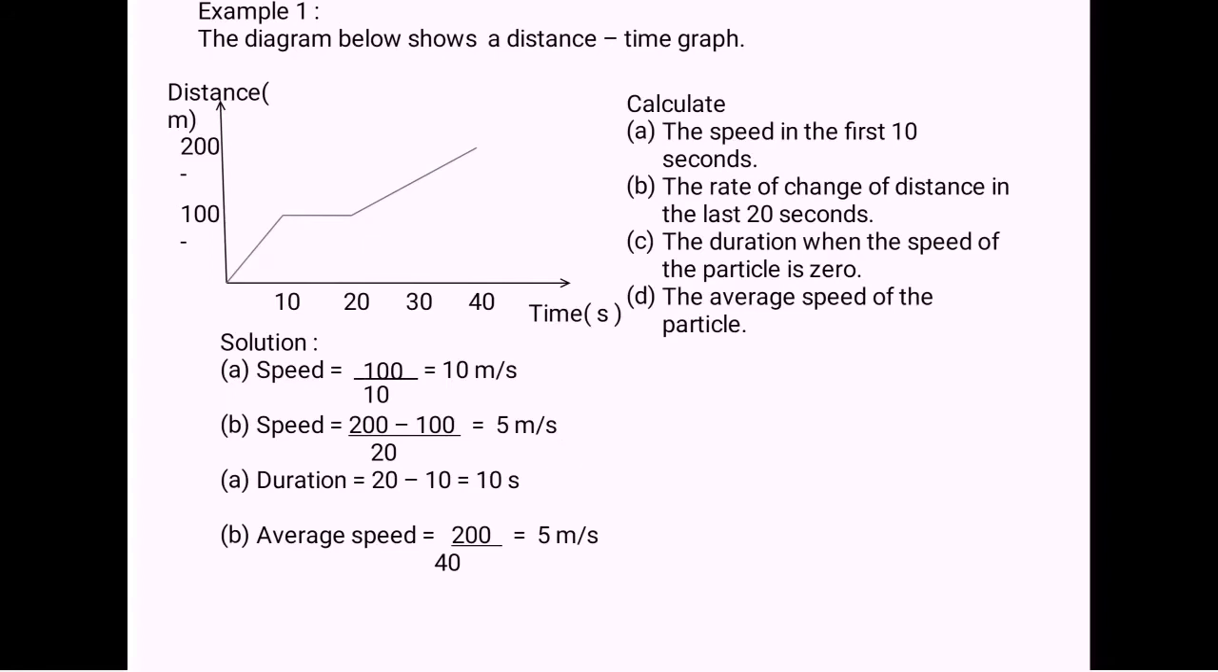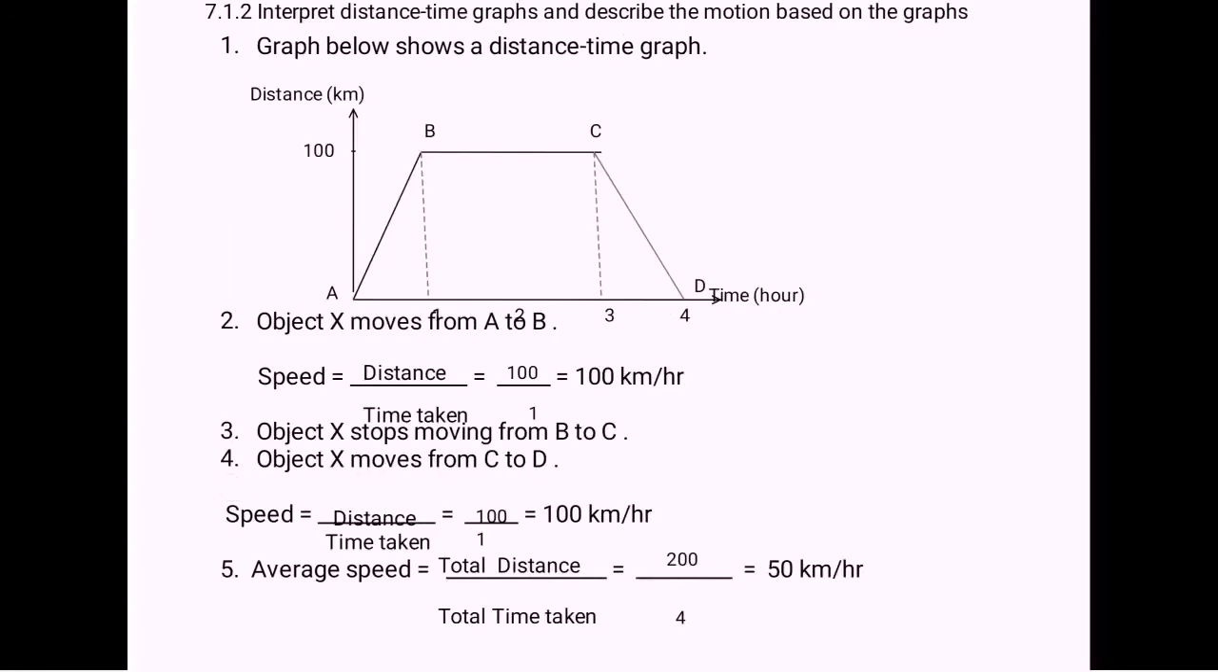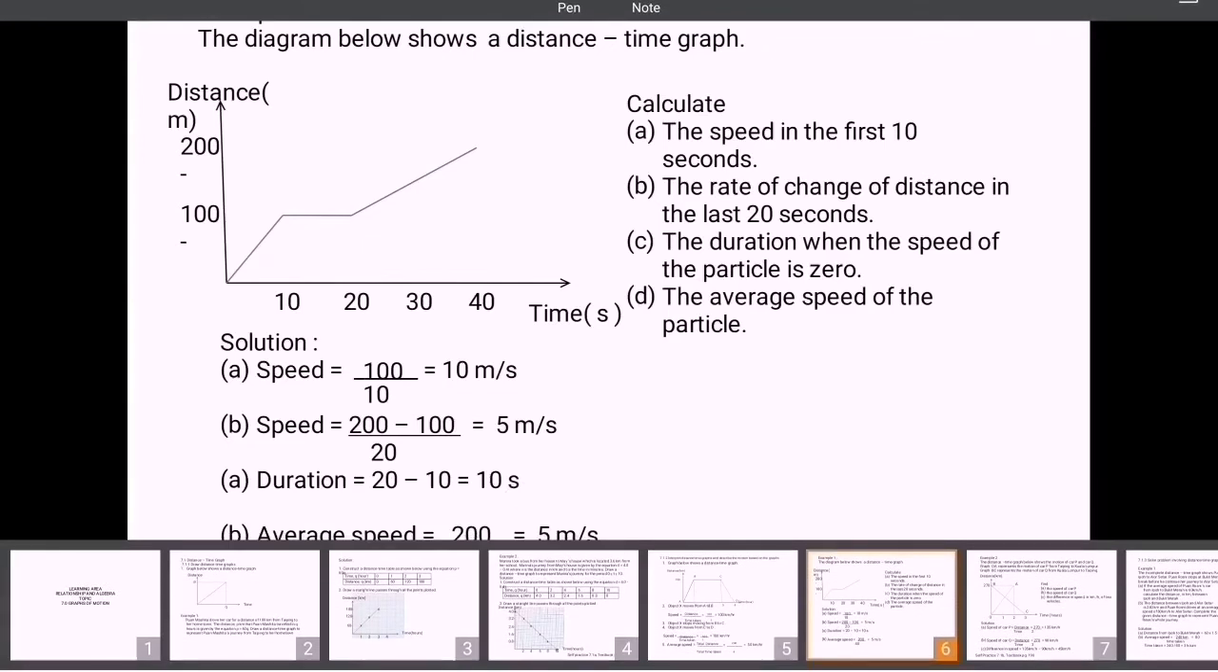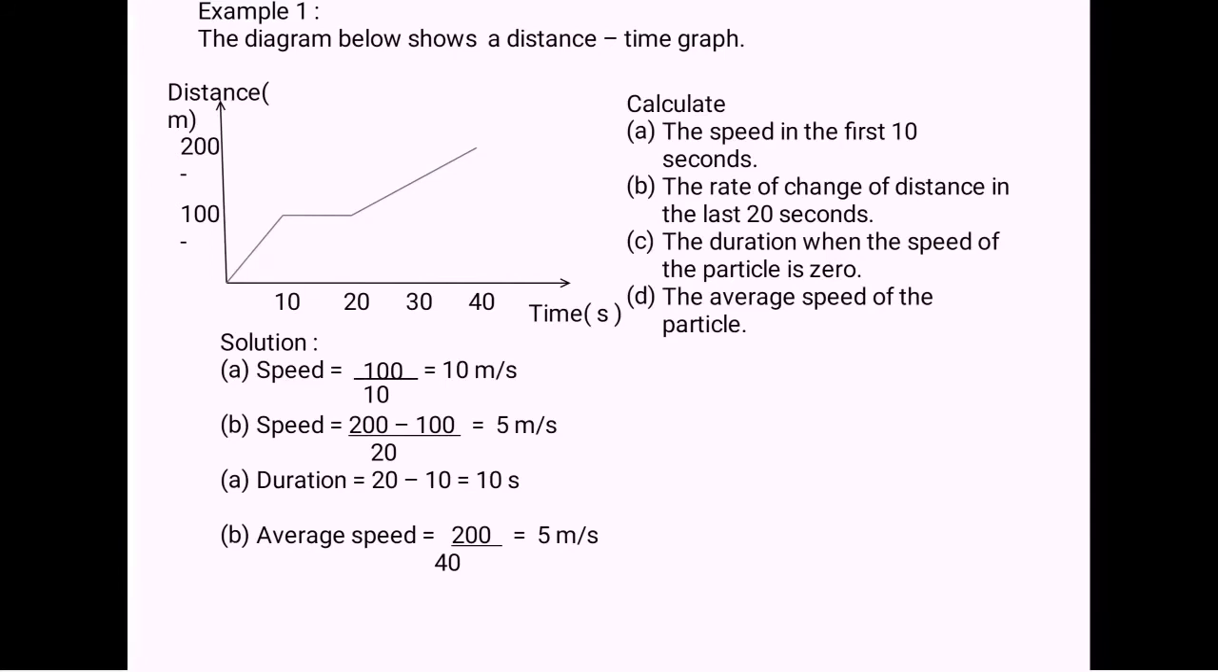Okay, C, please change here, C. Duration when the particle speed is 0 here. So 20 minus 10. Answer is 10 seconds. The last one, D, average speed. So average, we have total 200 minus 4 divided by 40. Total time is 40. So we have 5 meter per second.